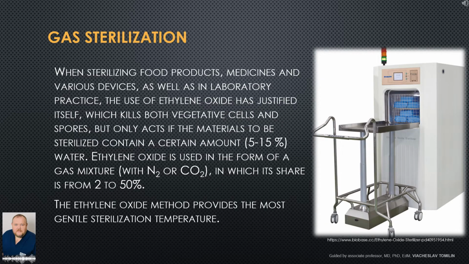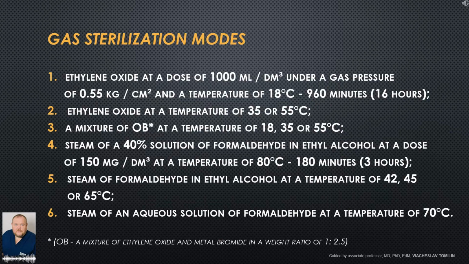When sterilizing food products, medicines and various devices, as well as in laboratory practice, the use of ethylene oxide has justified itself, which kills both vegetative cells and spores, but only acts if the materials to be sterilized contain a certain amount, 5 to 15%, of water. Ethylene oxide is used in the form of a gas mixture, with N2 or CO2, in which its share is from 2 to 50%. The ethylene oxide method provides the most gentle sterilization temperature.